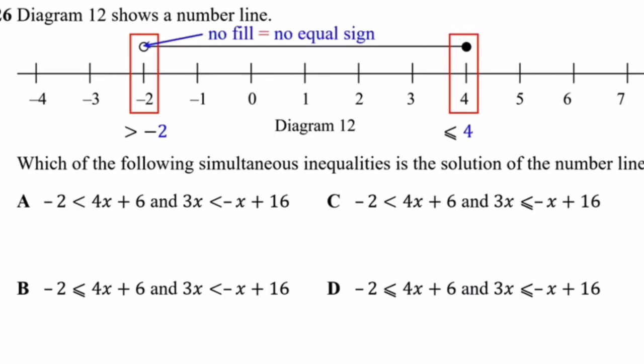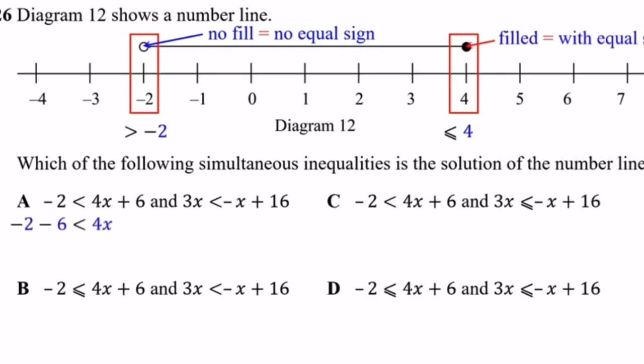If the line is heading to the right, it will be more than. If the line is heading to the left, you will choose less than. And if it is filled, darkened, we will write the equal sign. With that we will choose which answer. Of course we have to solve first.